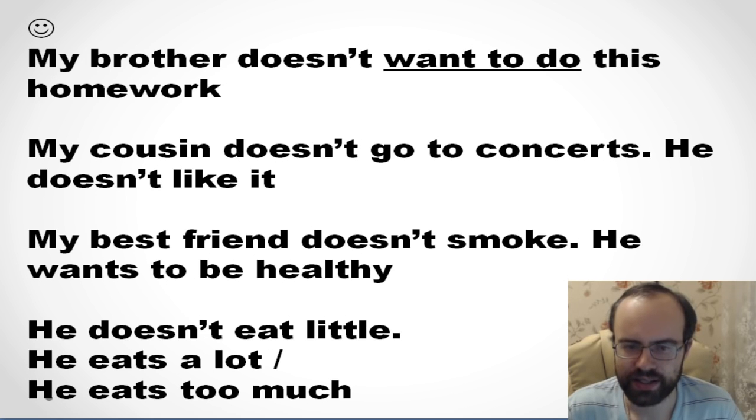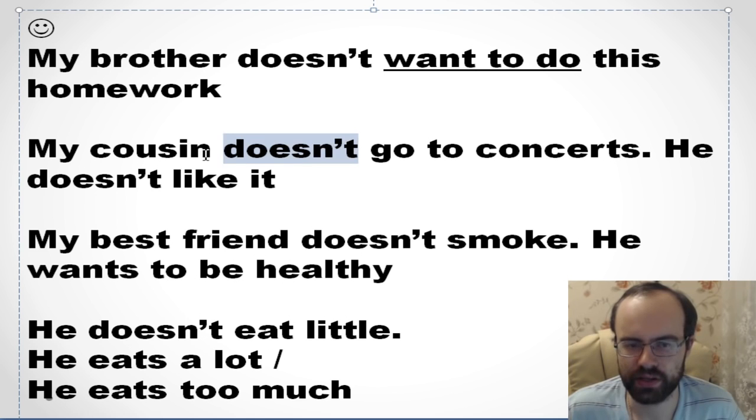My best friend doesn't smoke. He wants to be healthy. So you see that we use doesn't because my cousin means he. My best friend, so if we're talking about him, he doesn't smoke, yeah? If it isn't a negative sentence, if it's a statement, we add s. Look, he wants to be healthy, okay?